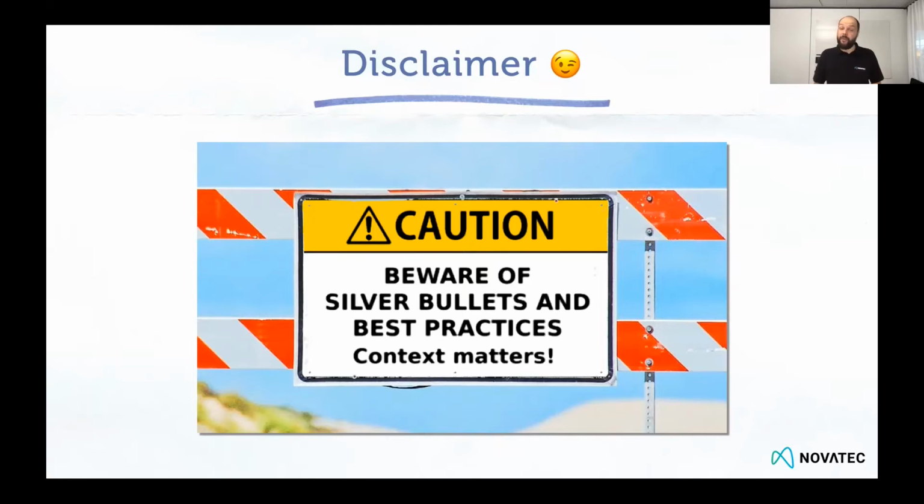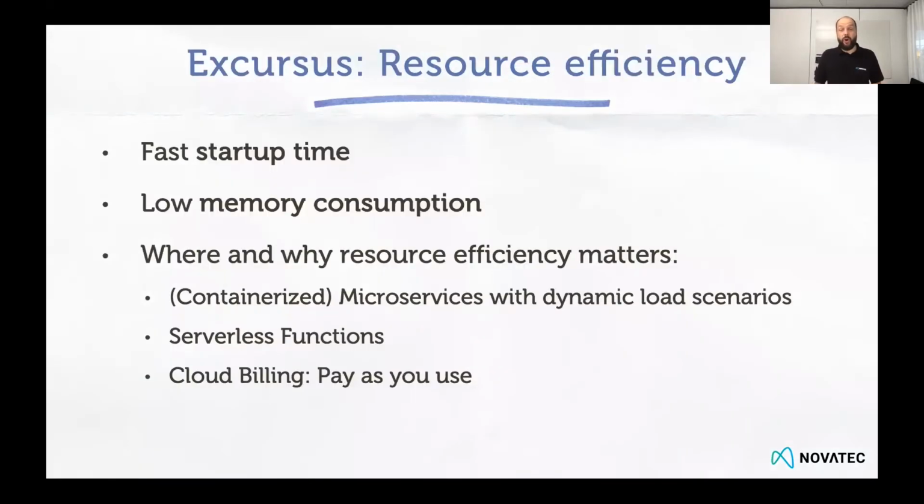Okay. Before we go to have a look at Quarkus, I need to do a short excursus about resource efficiency, what it is and why I think it is important. Well, resource efficiency, in my definition, comes with two dimensions. The first dimension is your startup time, which means you want your application to start as fast as possible. And the second dimension is the memory consumption, which means you want your application to be really efficient with the memory, not use too much memory.